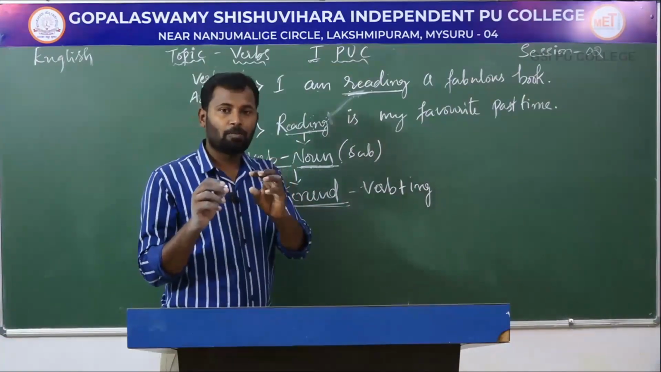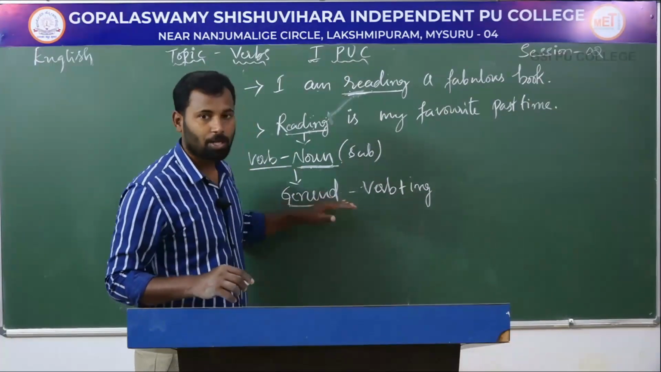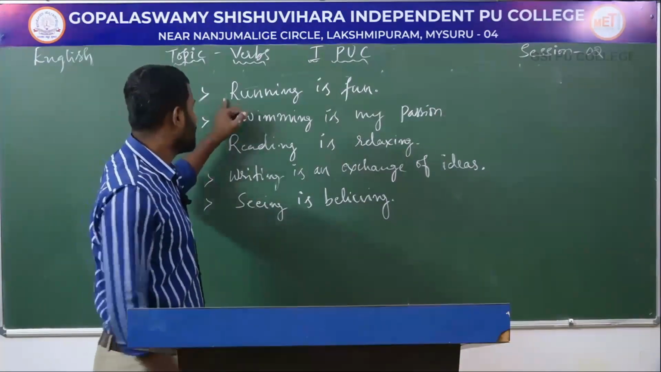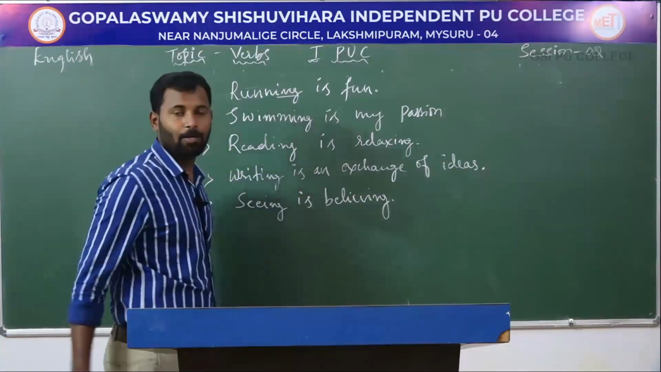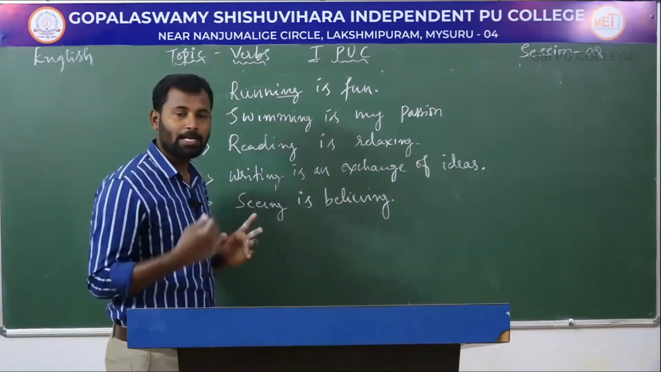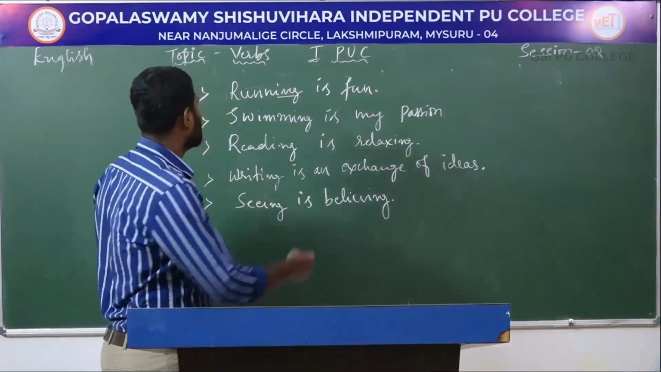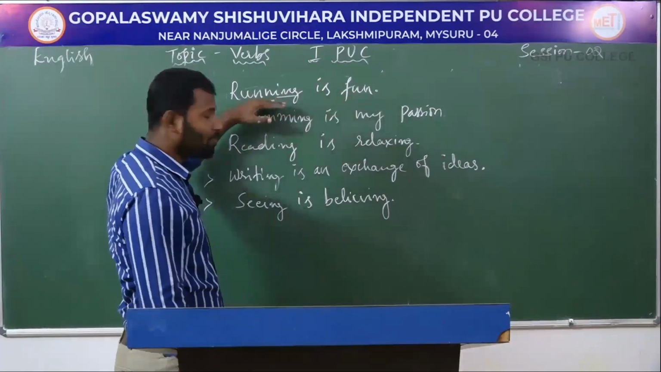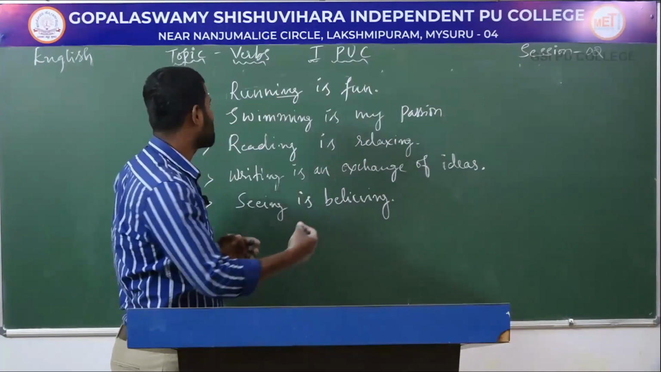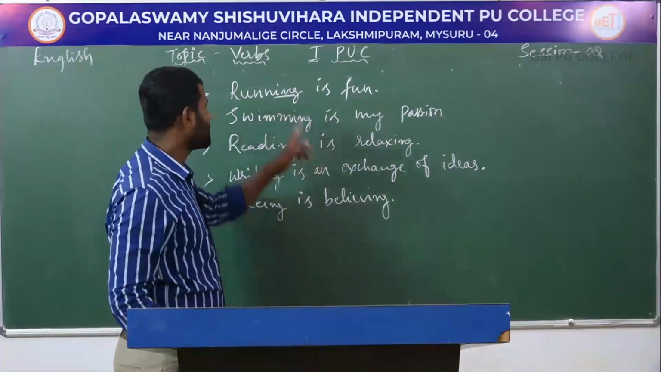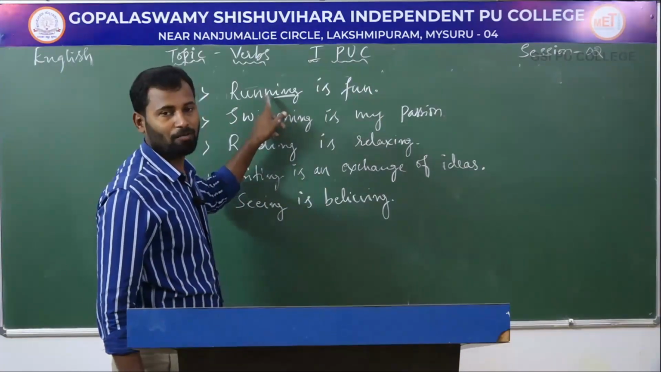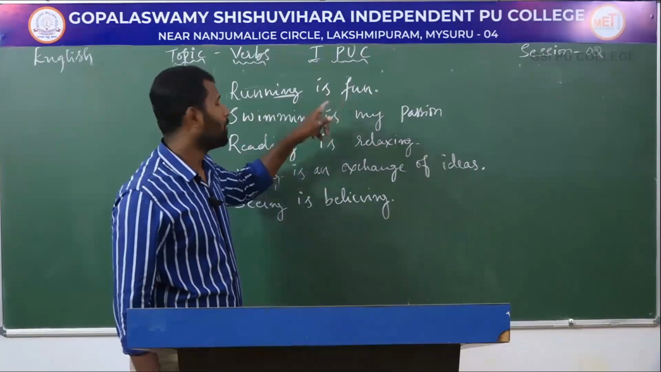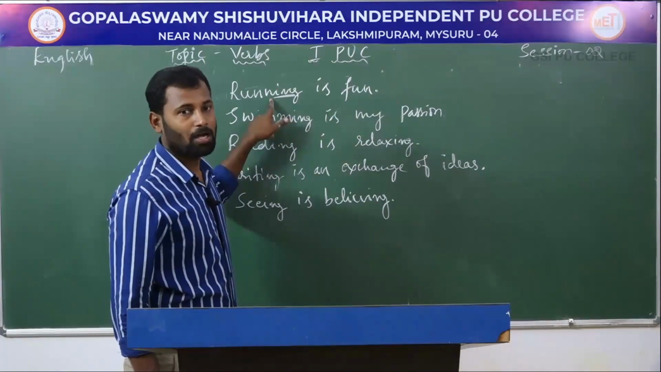Let us see a few examples for gerund. A gerund is an ing form of the verb that is used in the place of a noun and does the work of a noun. Here in the first sentence you have: Running is fun. Run is an action verb, but here running is used in the place of a subject and does the work of a subject. So the word running is a verb noun here and thus it is called a gerund.